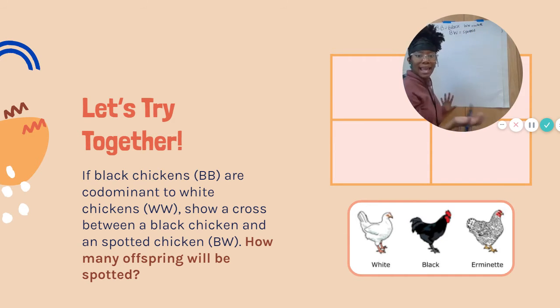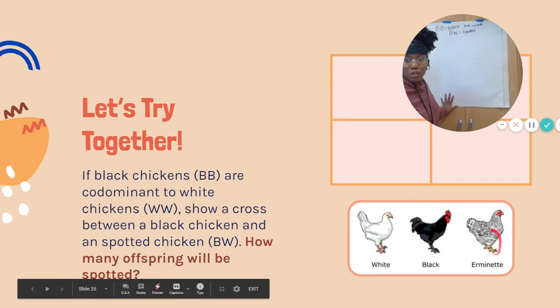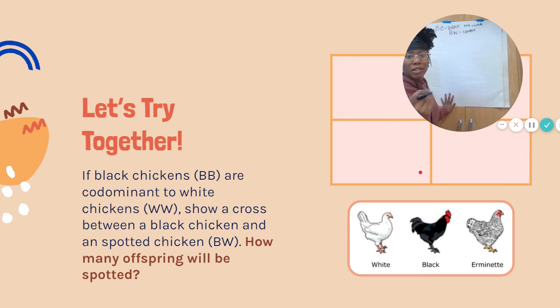They have white spots and black spots. They're also known as erminette. That's the fancy word for it. You don't need to know that. It's just a fun fact. So we're looking for how many offspring will be spotted. All right. So we're going to be doing a cross. So let's go ahead and draw our Punnett square.